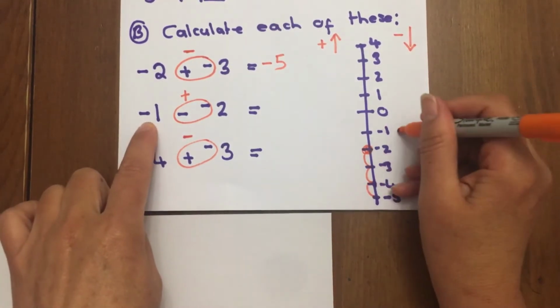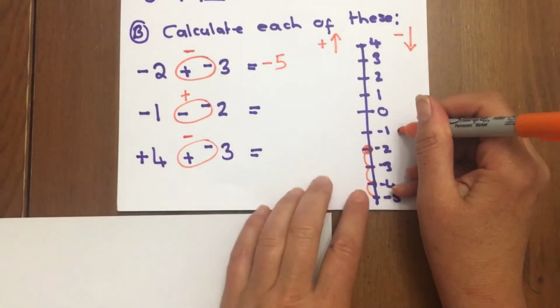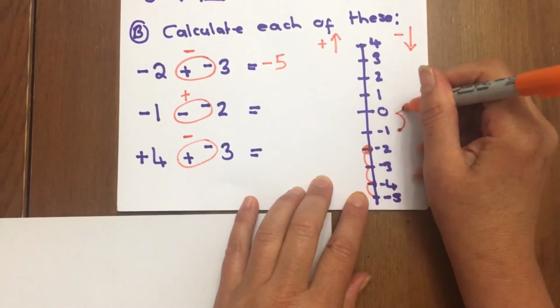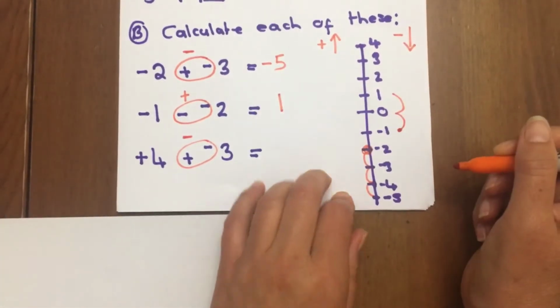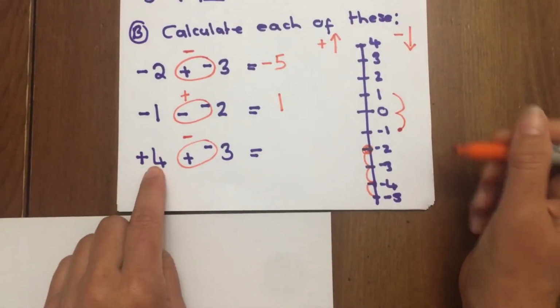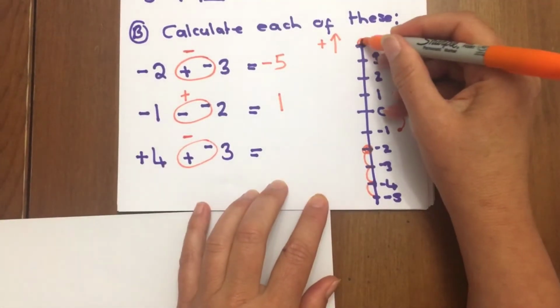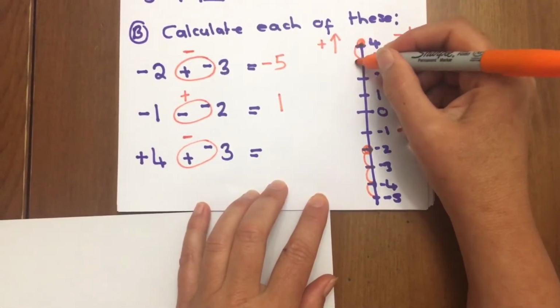Start at -1, add 2. Start at -1, go up 2. 1, 2. Okay, here, start at 4 and go down 3. Start at 4 and go down 1, 2, 3.